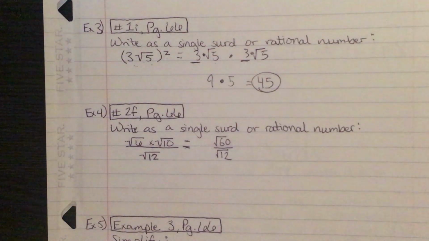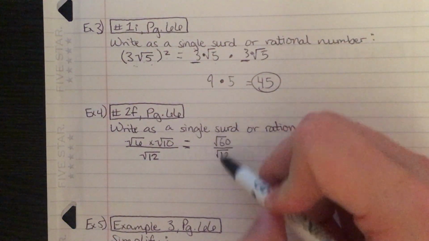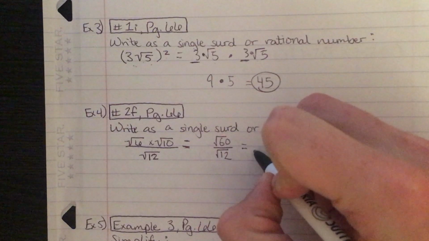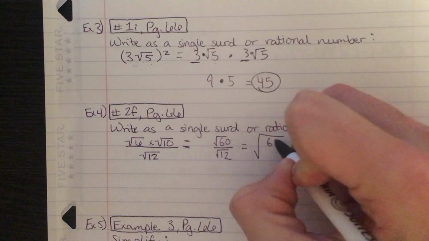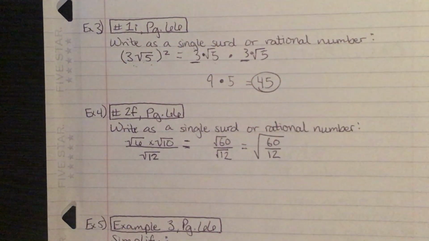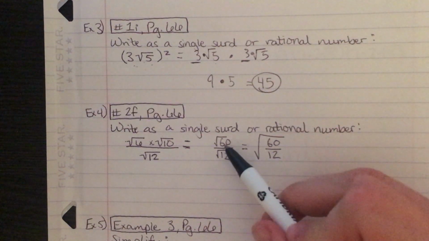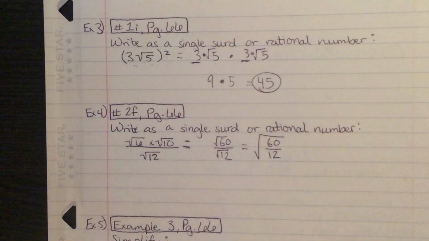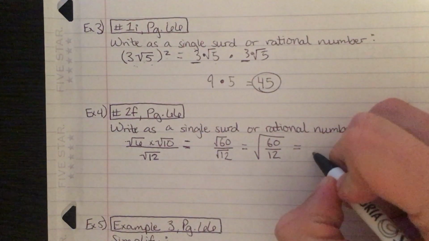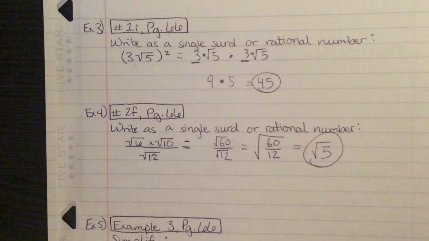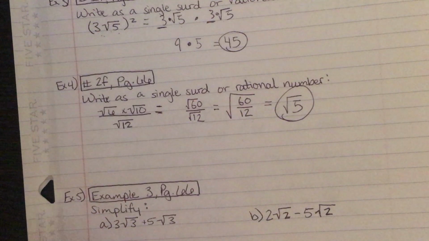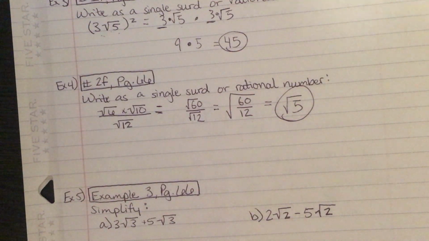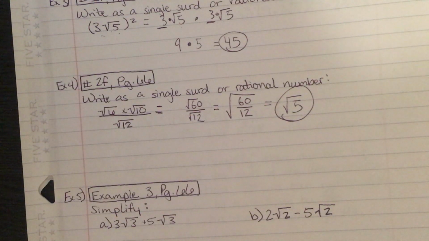So then what we can say is that if these are both under square roots, we can write this as one fraction underneath a root here. If we get the square root of 60 divided by the square root of 12, that's the same thing as the square root of 60 divided by 12. And we're just going to simplify that. So 60 divided by 12, that's going to be the square root of 5. And that's as small as we can make that number.